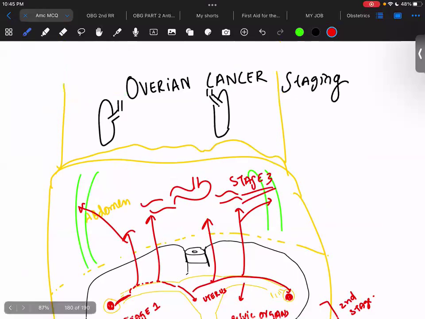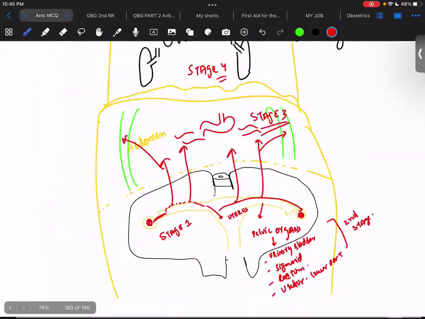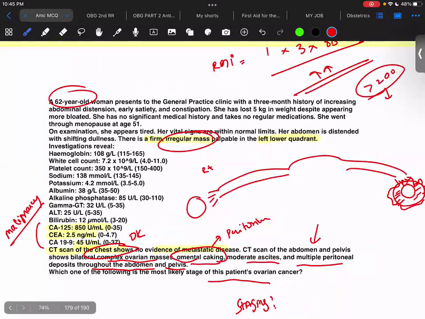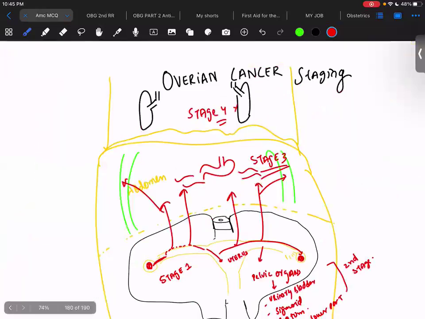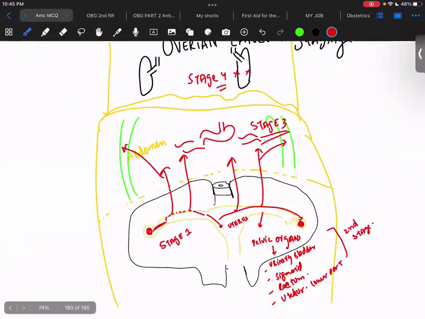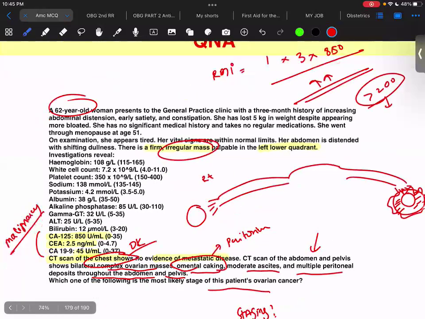What is stage 4 then? Chest is stage 4. Now if we go back and see that the CT chest shows no evidence of metastatic disease, that means the CT chest is okay. So the chest is okay, therefore it's not stage 4. They say there is no evidence of metastatic disease in the chest.